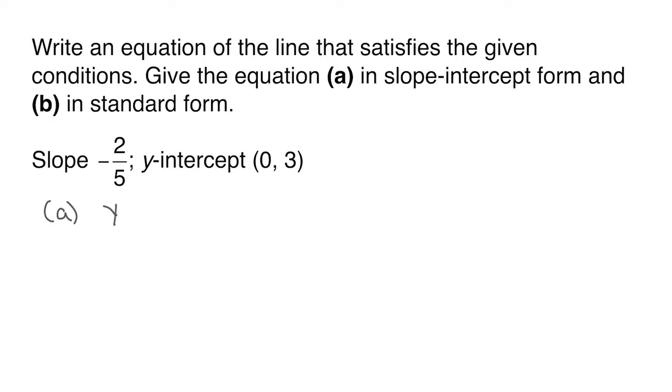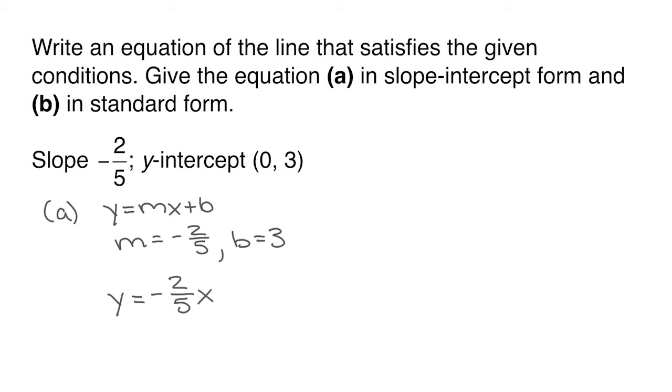Slope-intercept form is the form y equals mx plus b, where m is the slope and b is the y-coordinate of the y-intercept. In this case, the slope is -2/5, so m is equal to -2/5, and the y-intercept is (0, 3), and so b is equal to 3. So the equation that satisfies these conditions in slope-intercept form is y equals -2/5 x plus 3.